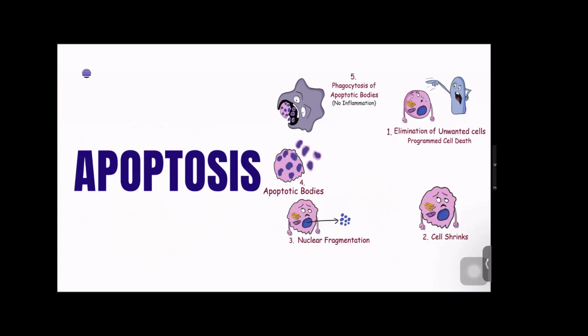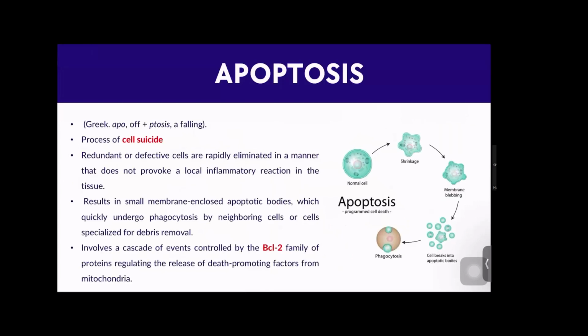So now, class, let's discuss apoptosis. Apoptosis comes from the Greek word apo, which means off, and tosis, which means a falling. So it is a process of cell suicide. Now, I want you to remember, class, that apoptotic cells do not rupture and release none of their contents, unlike cells that die because of injury and undergo necrosis. So apoptosis is a controlled process.